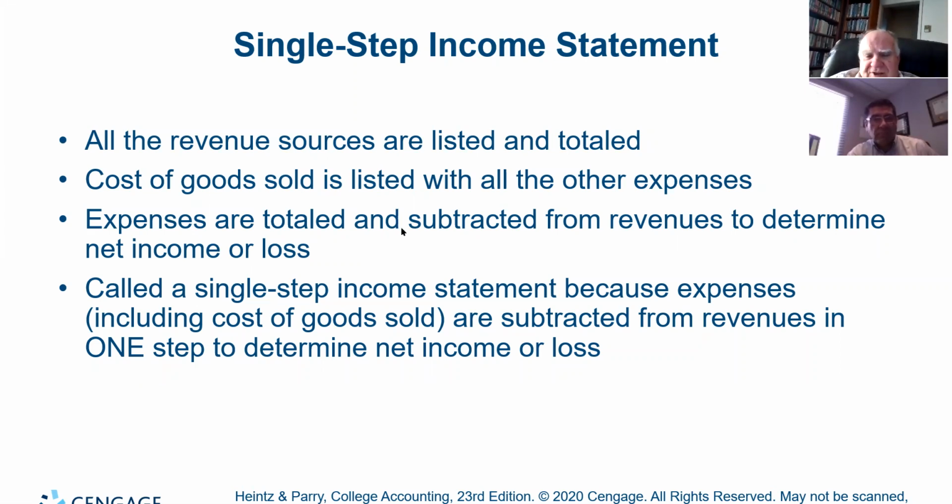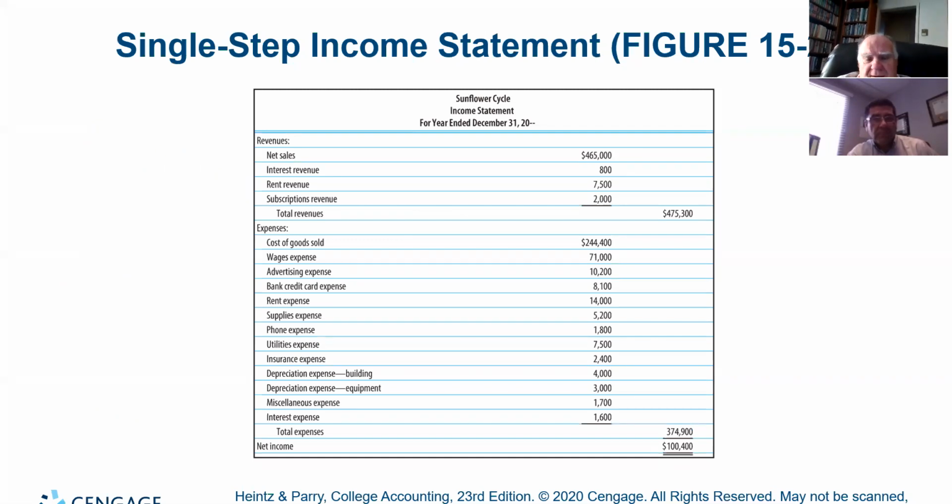And that was the single step. And we can see it's pretty simple. Huh, Rod? We got different kinds of revenues and they're all up on top. And then all the expenses are listed, starting with cost of goods sold. So this company made a profit of 100,400. And I'll bring your attention to the top where they're listing the revenues. We see sales. And now we see interest revenue, rent revenue, and subscription revenue.